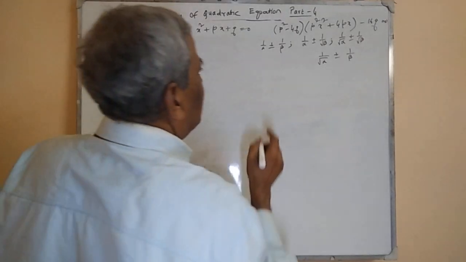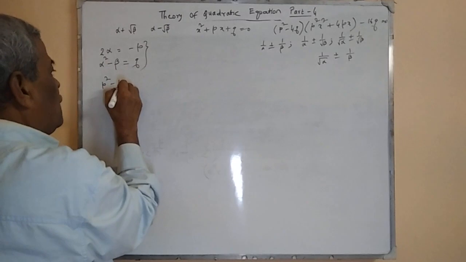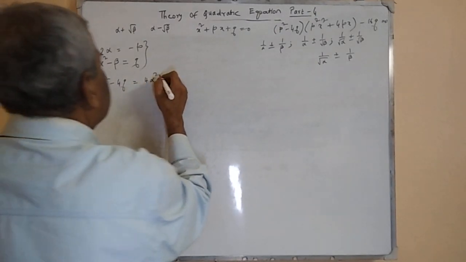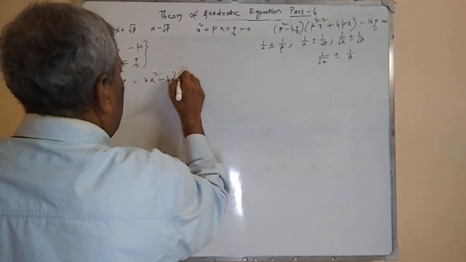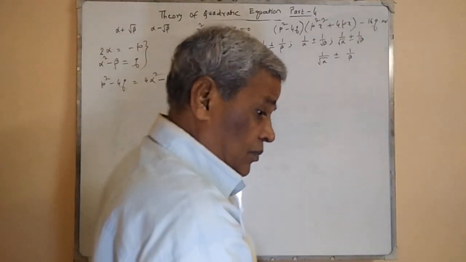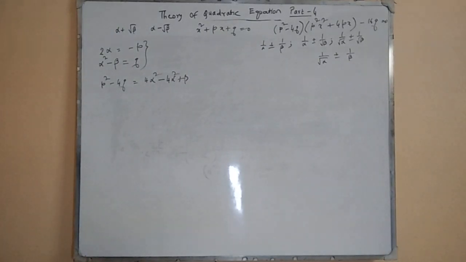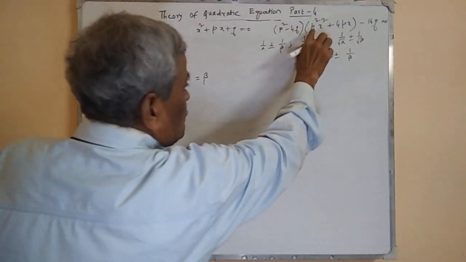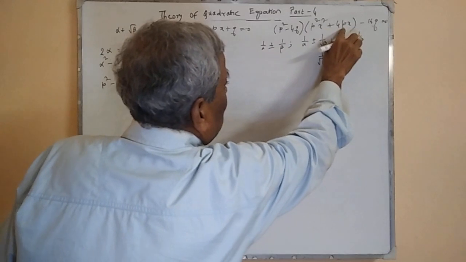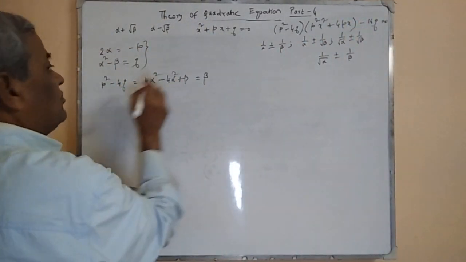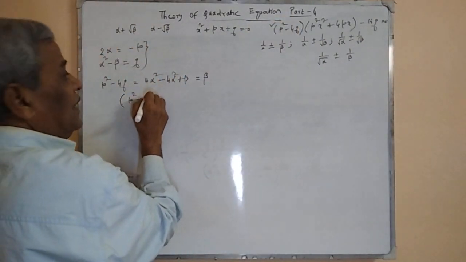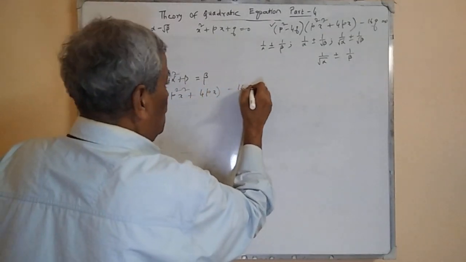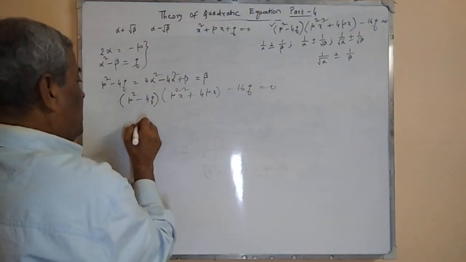So p square minus 4q is equal to p square, that is 4 alpha square, minus 4q, that is 4 alpha square minus 4 into alpha square minus beta, which is equal to 4 beta. So let me write the equation once again: p square x square plus 4px minus 16q is equal to 0, where p square minus 4q is 4 beta.